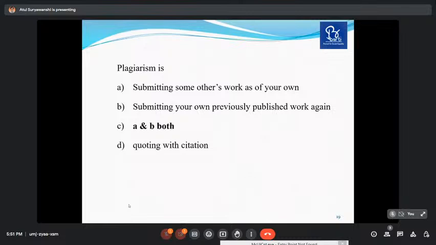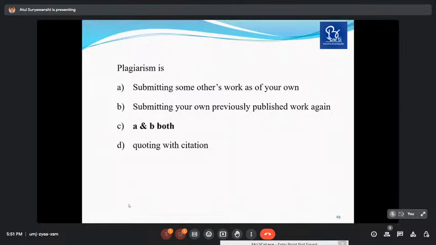Plagiarism is what? Submitting some other work as your own, or submitting your own previously published work again. So plagiarism is both. When you quote someone in your own work and submit it, or you submit your own research paper previously published, both fall under the category of plagiarism, remember. So both A and B are the correct answers.